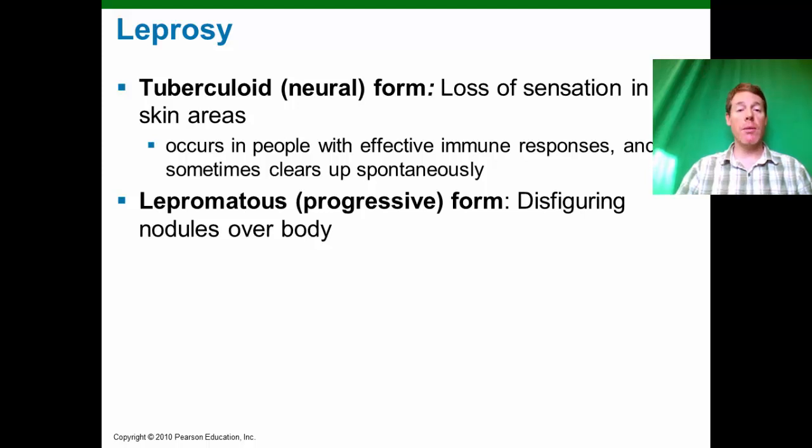Lepromatous or progressive leprosy is worse. This results in disfiguring nodules over the body. This usually happens in less healthy people who have weakened immune systems.